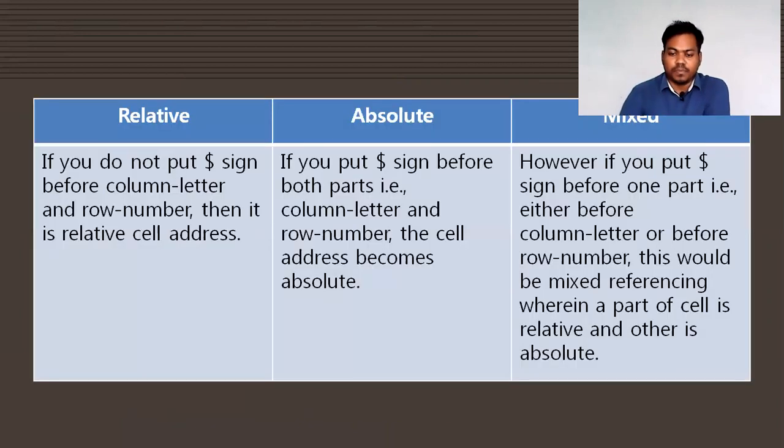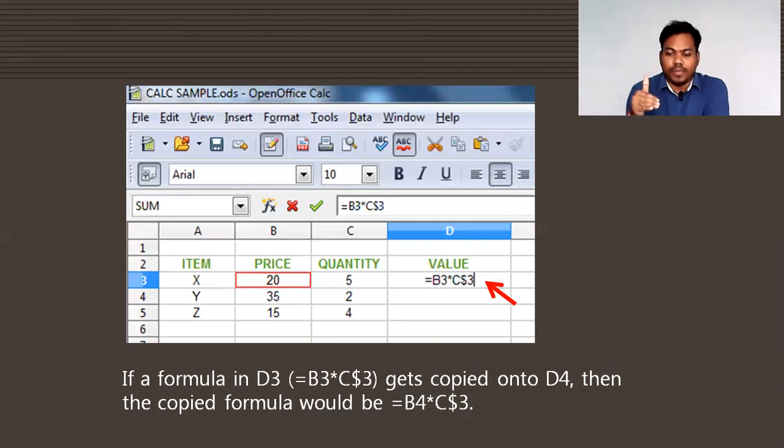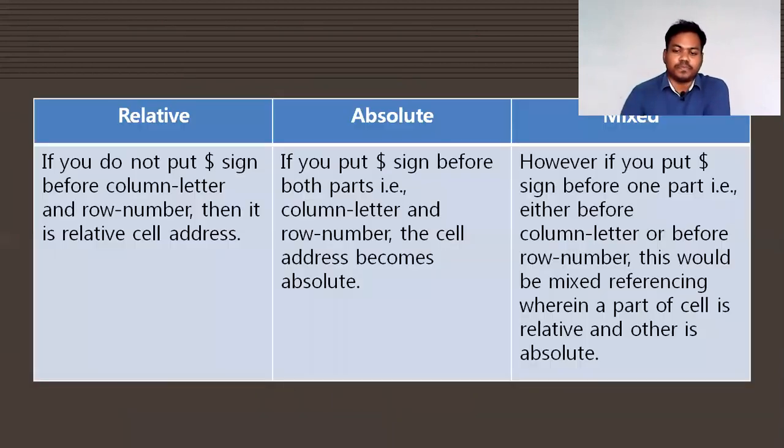So what is happening next? When we copy this, $3 will not change. The third row is fixed. In the C column, the third row will be fixed, and on the basis of this the operation will be performed. If a formula in D3 gets copied to D4, then the copied formula would be B4 times C$3. Means after B3, B4 will come, and after C$3, C$3 will be there. Understood?